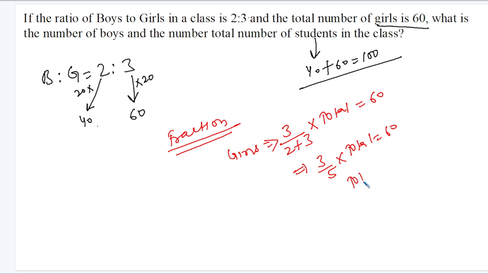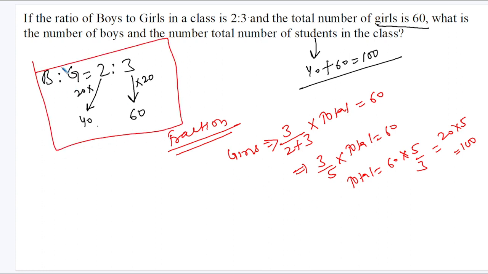So from here you can get the value of total. That's 60 times 5 over 3. So that will also come out to be 20 times 5, so 100. And if you have the total number of students and the number of girls with you, you can calculate the number of boys as well: 100 minus 60. But still, I would say this method will take relatively less time.